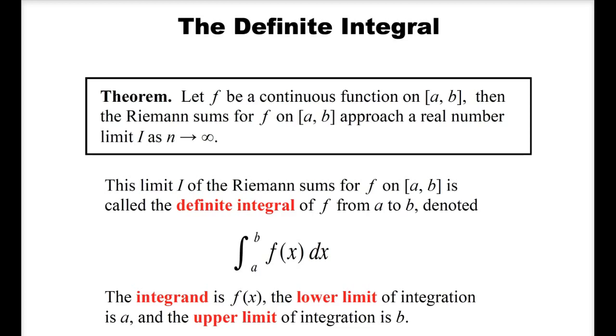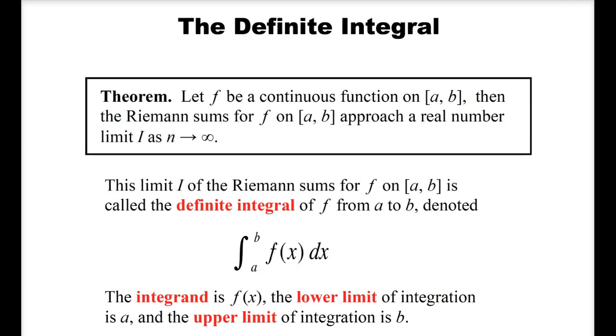So our theorem says, let f be a continuous function on a closed interval of x values from a to b. If we have that condition, then the Riemann sums for the function f on this closed interval approach a real number limit I as n approaches infinity. Now, in regular people's terms, what this actually means is this.